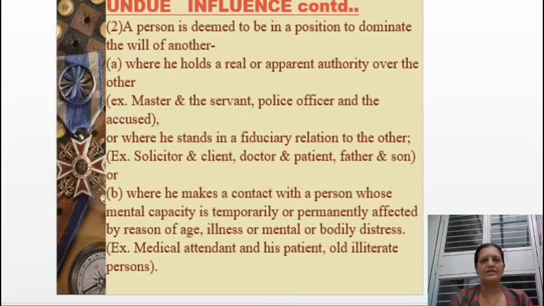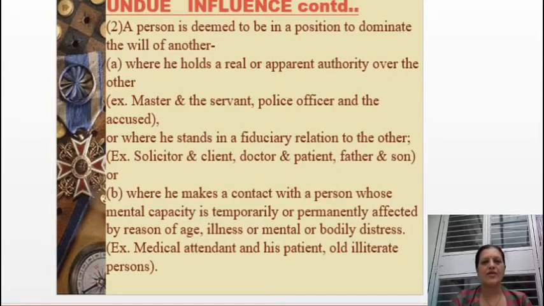A person is deemed to be in a position to dominate the will of the other, A, where he holds a real or apparent authority over the other. For example, master and servant, police officer and the accused, or where he stands in a fiduciary relation to the other. Fiduciary relations means where the utmost good faith is required, those relations are called fiduciary relations. For example, solicitor and client, doctor and patient, father and son, or trustee and beneficiaries.